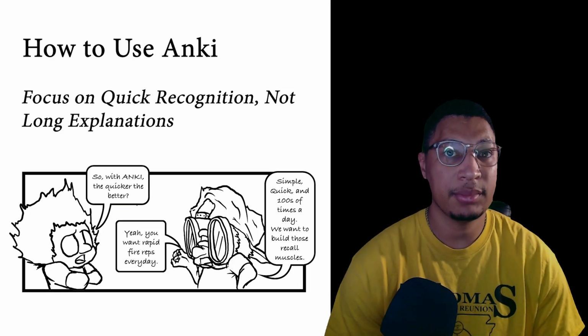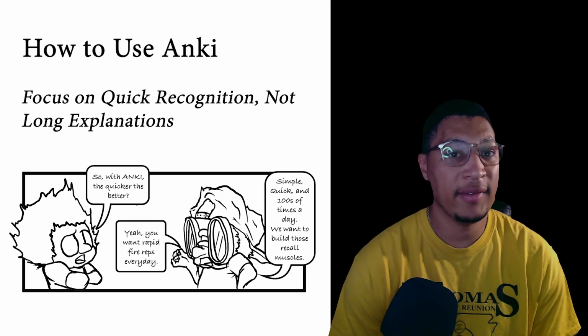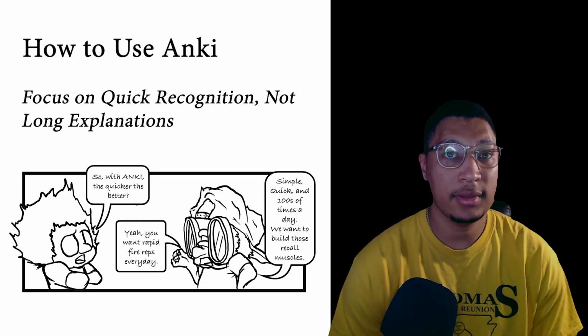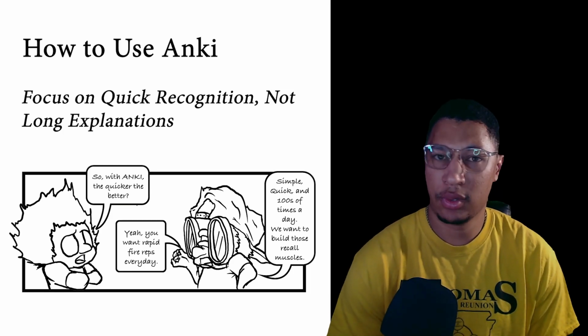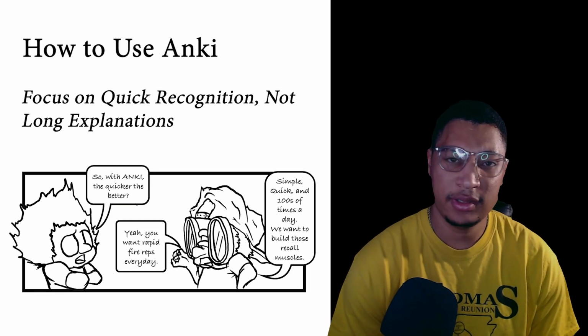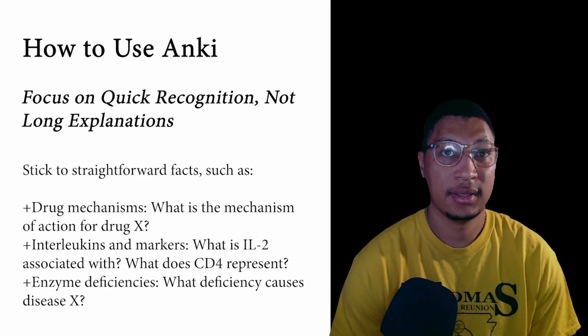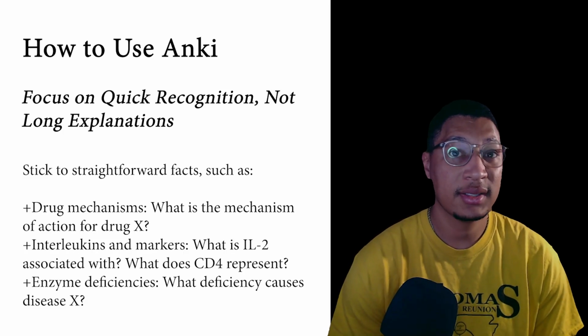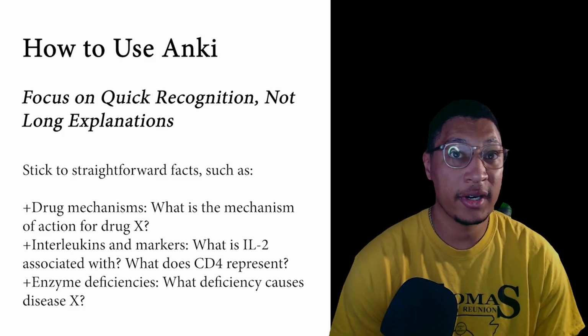So focus on being able to answer each card in 10 to 12 seconds. If you find yourself spending longer time on a card, the information is either too complex for Anki or the card is poorly designed. So it requires a little bit of reflection on your part. Stick to straightforward facts, such as drug mechanisms. What is the mechanism of drug X? Interleukins and clinical markers. What is IL-2 associated with?